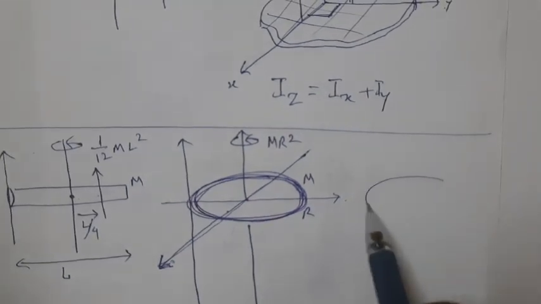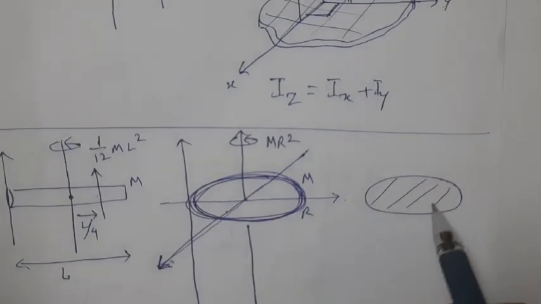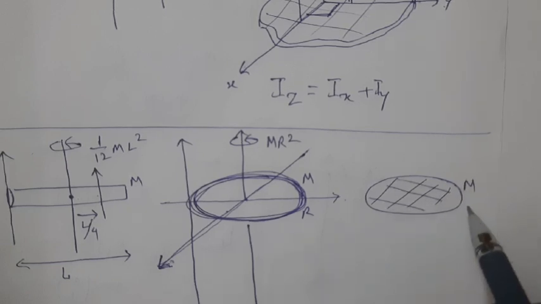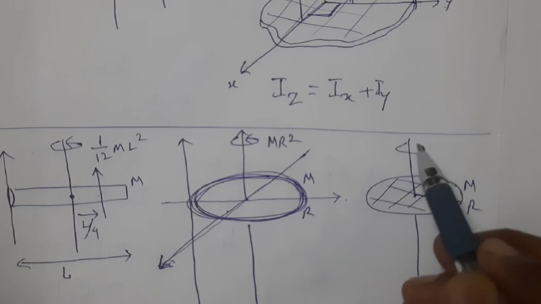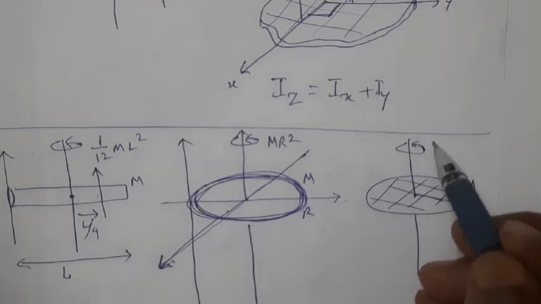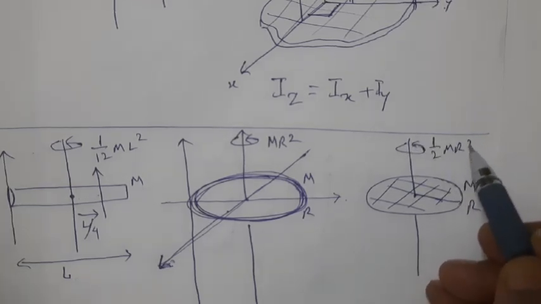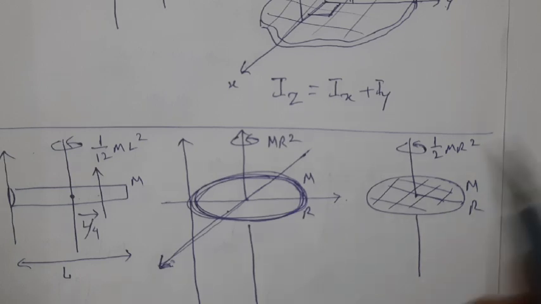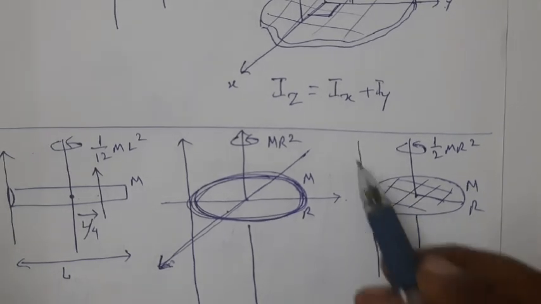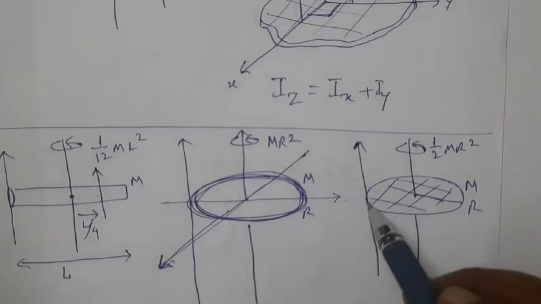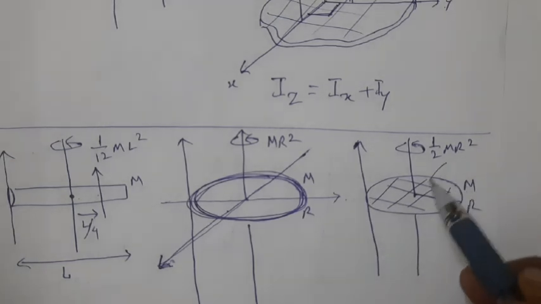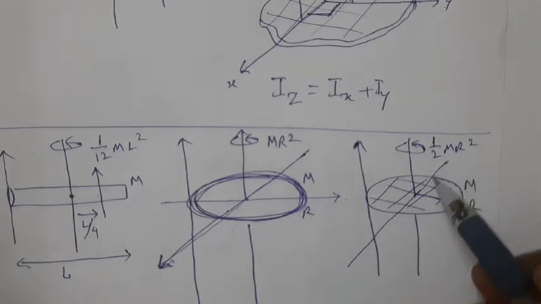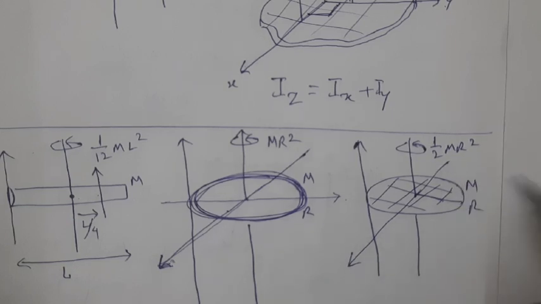And in a similar manner, suppose this is a disc of mass m and radius r. We are aware of its moment of inertia about its axis, and it is half mr square. Now derive the expression for the moment of inertia about the axis which is passing through the edge and perpendicular to the disc. And second, the axis which passes through the center and which is in the plane of the disc itself.